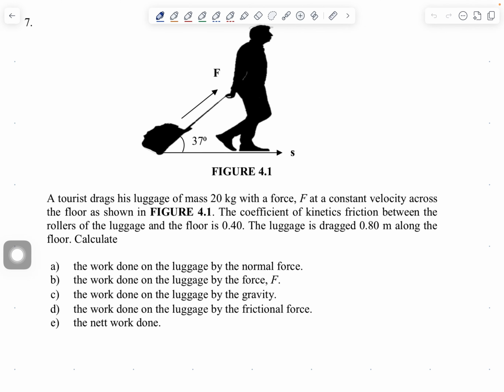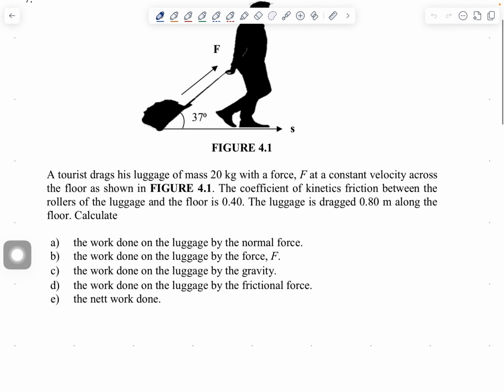So this is question 7. This one talks about a tourist luggage bag given as 20 kilogram with a force at a constant velocity. So the keyword of the motion is constant velocity, right? The coefficient of friction given is 0.4. Usually they will give you the frictional force, but in this question they only give you the coefficient of friction.